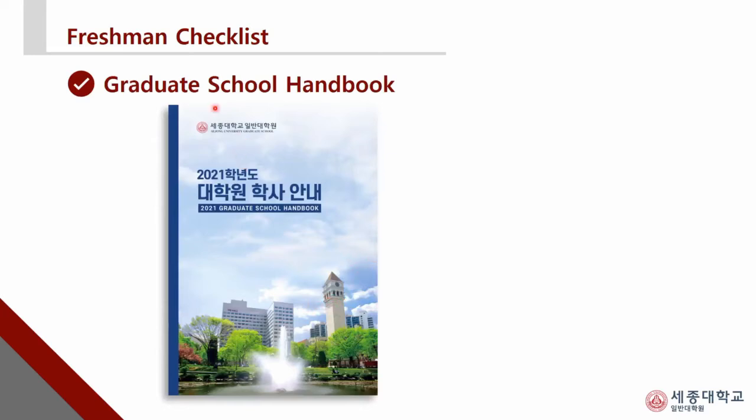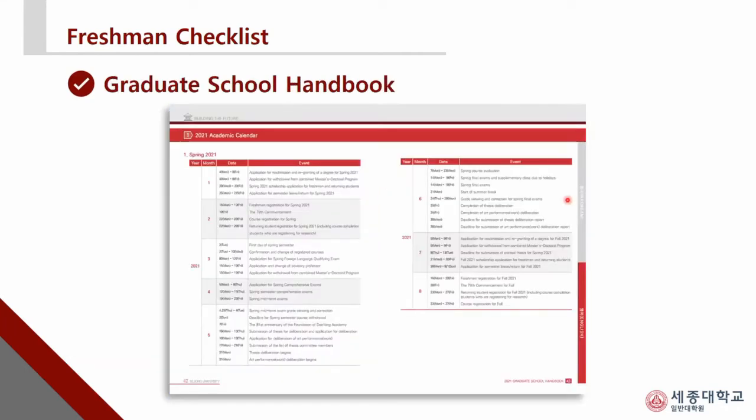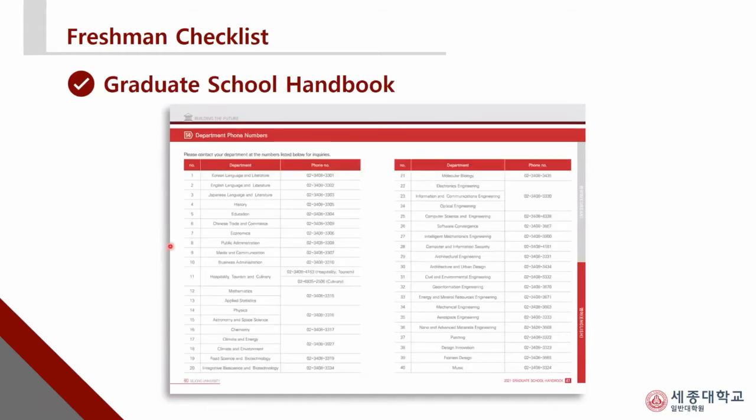Next is the Graduate School Handbook. You can download a PDF version of this handbook in the link that is also in our announcement board. The former half of the handbook is in Korean and the latter half is in English. And there is information like the academic calendar and everything that we're going to discuss today in further detail. You can also check the department phone numbers.